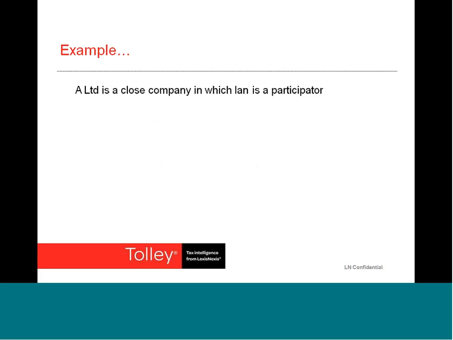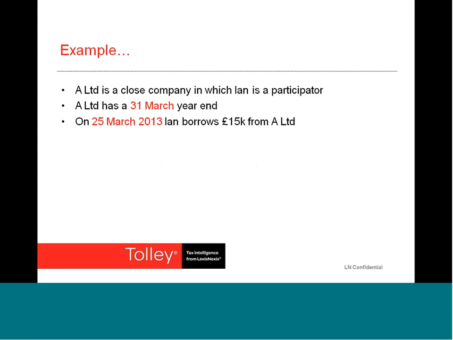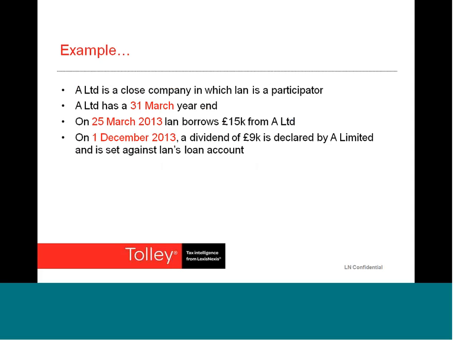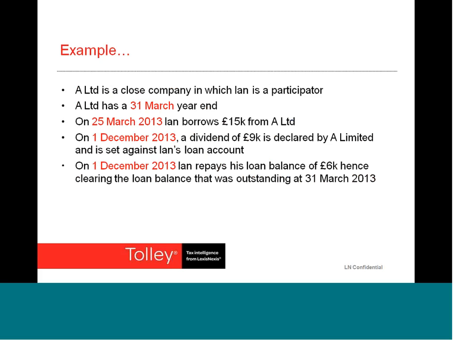So, I want to work through a little example with you. A Limited is a closed company in which Ian is a participator, and the company has a 31 March year end. Now, on the 25th of March 2013, Ian borrows £15,000 from the company, and on the 1st of December 13, the company declares a dividend of £9,000, and that's set off against Ian's loan account. So that is him really repaying £9,000 of his loan.